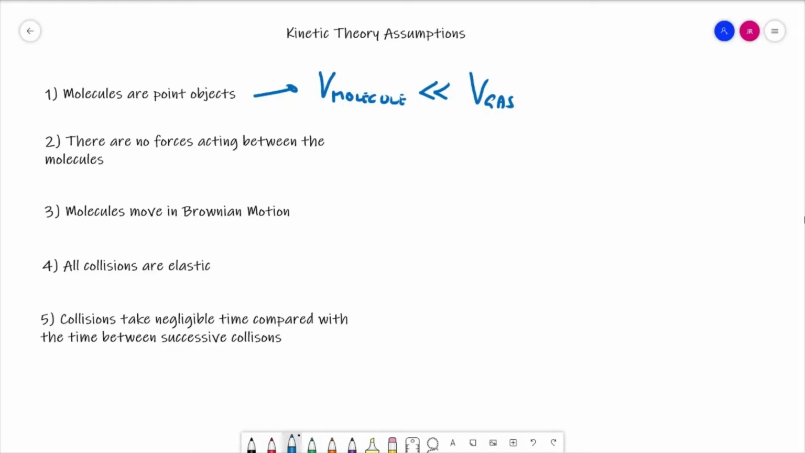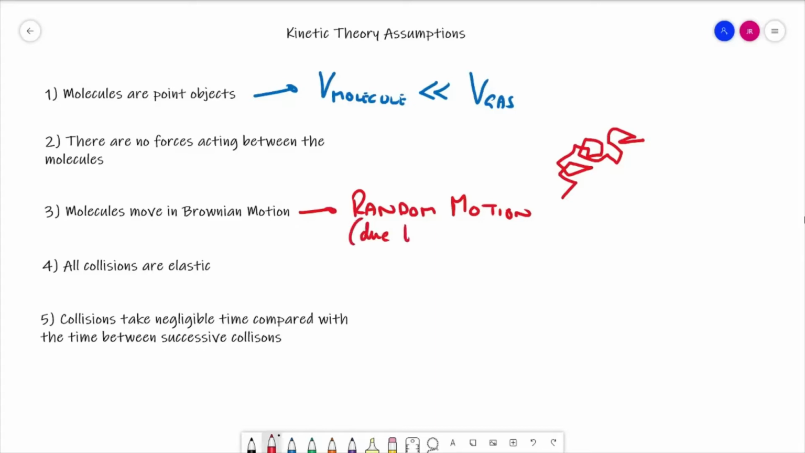Now, the third one, molecules moving in Brownian motion. Hopefully we remember that phrase from GCSE. What Brownian motion means is that it is a random motion. So in other words, if we were to track an individual molecule, its path will go all over the place like this, because of course as it's moving, it's being collided with by other molecules all the time. So it's random motion, and that is due to intermolecular collisions.